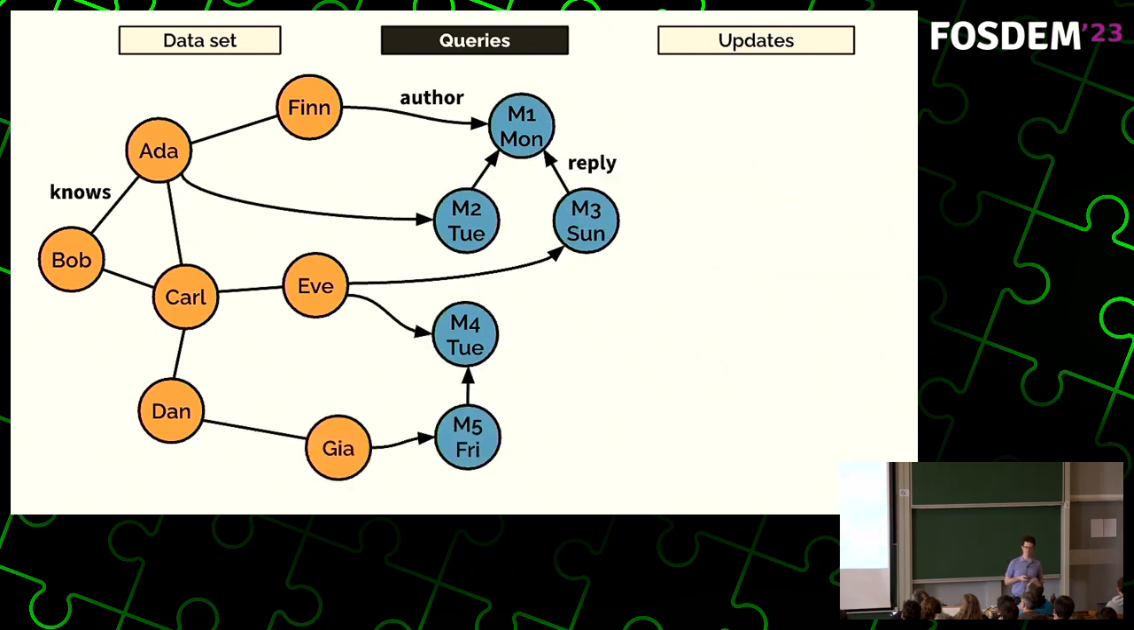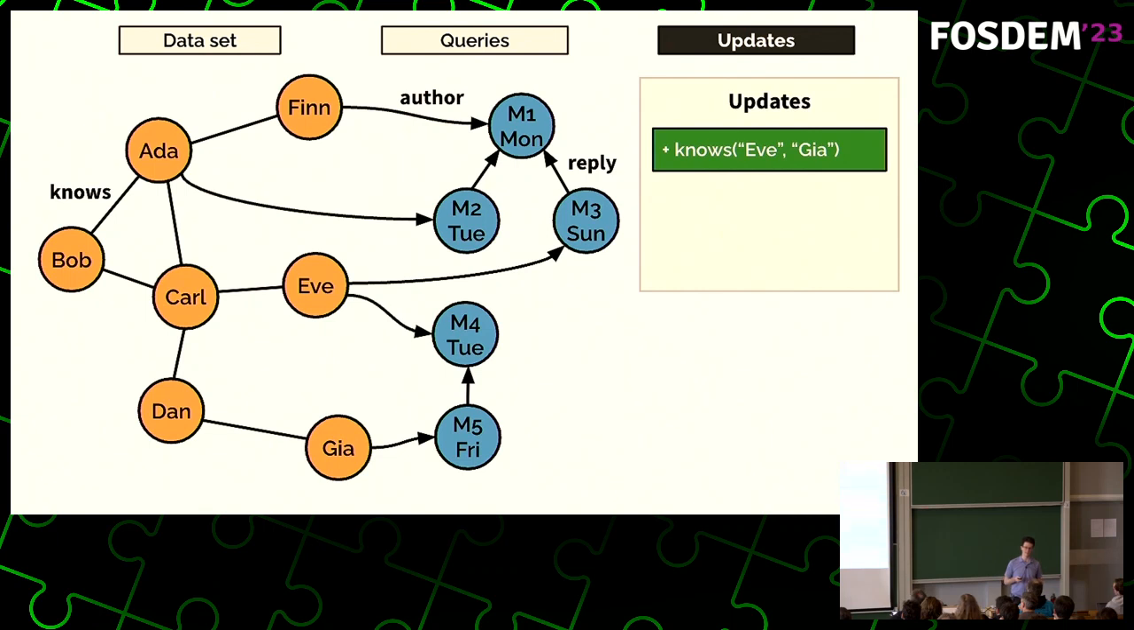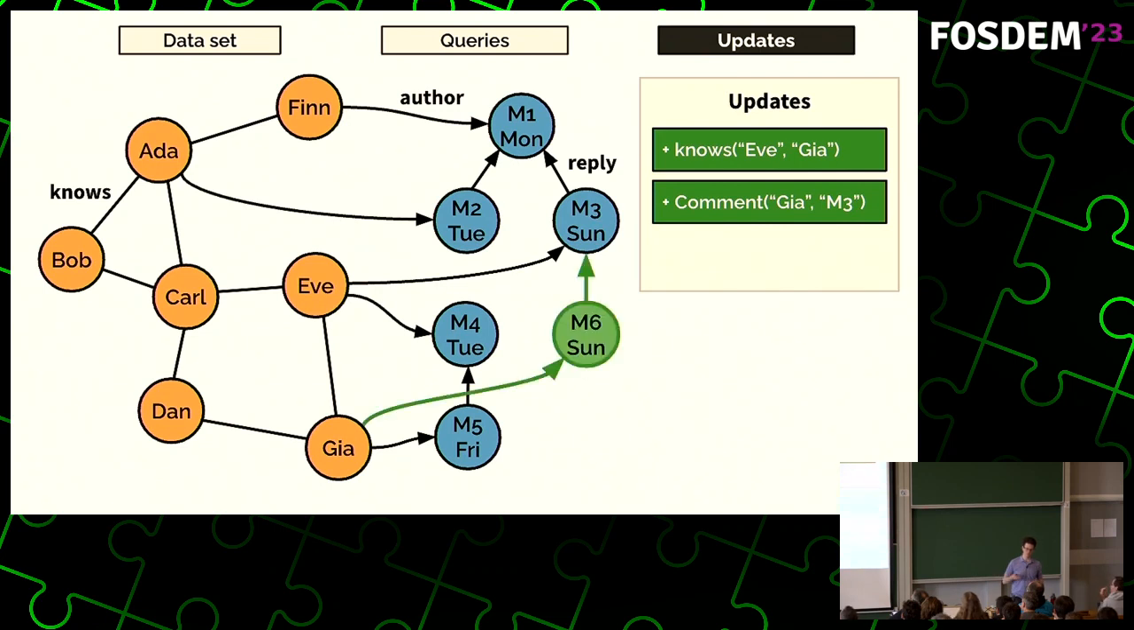So obviously, a social network is not a static environment. There are always changes. For example, people become friends. Eve and Gia may add each other as a friend. That will result in a new knows edge. That's simple enough. Gia can decide to create a message. This message will be a reply to message M3, so we add a new node and connect it to the existing graph via 2 edges.